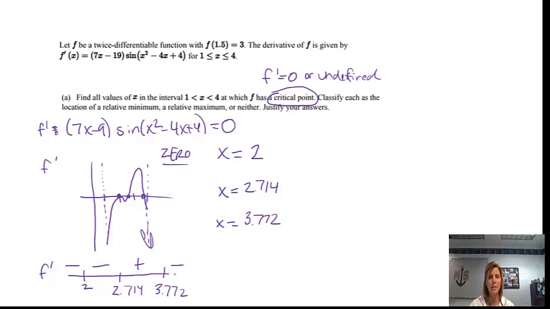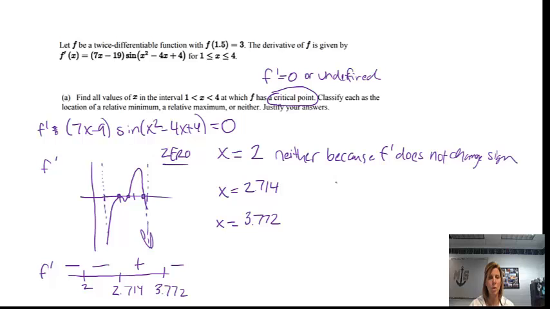So if I'm asking, first of all, at x equals 2, I notice that f prime does not change sign. So I'm going to say if it has maximum, minimum, or neither, it has neither, and then it does say to justify. So I'm going to say because f prime does not change sign.